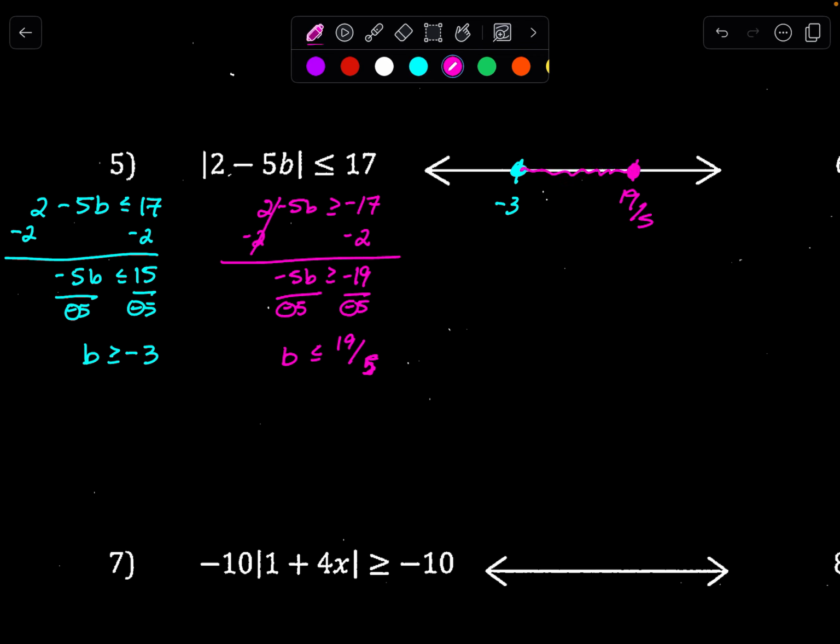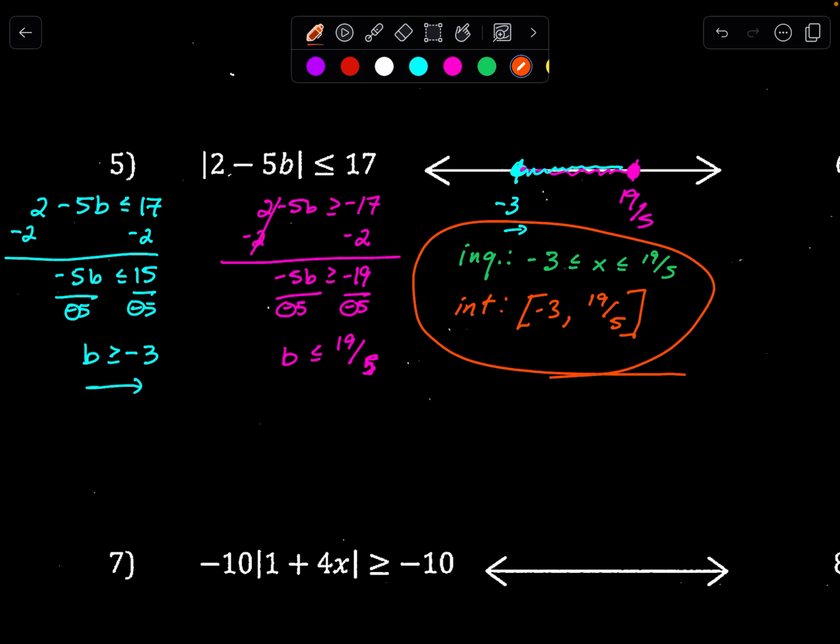I can tell because of the way it points. Points right off the negative 3, so I'm going to go right with it. Okay, our inequality in this case is going to be negative 3 less than or equal to x less than or equal to 19 over 5. Then the same thing for the interval here. We're going to get bracket negative 3 comma 19 over 5. Man, I keep saying 15. Okay, and there's your answer.